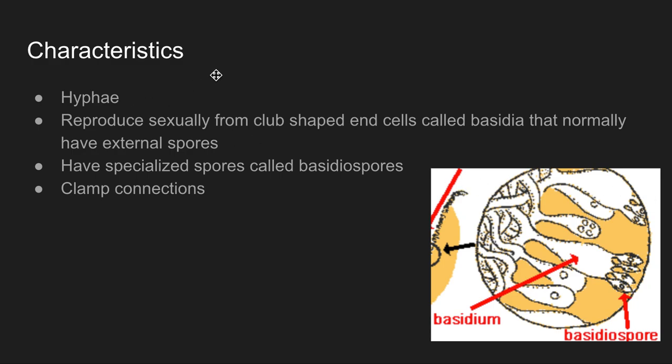Characteristics of Basidiomycota would be they all have hyphae, which are thread-like filaments composed of fungal cells. They reproduce sexually from club-shaped end cells called basidia that normally have external spores. They have specialized spores called basidiospores, and they all have clamp connections. And these clamp connections aid in the formation of new cells, as the clamps are similar to tubes that enable the movement of nuclei.